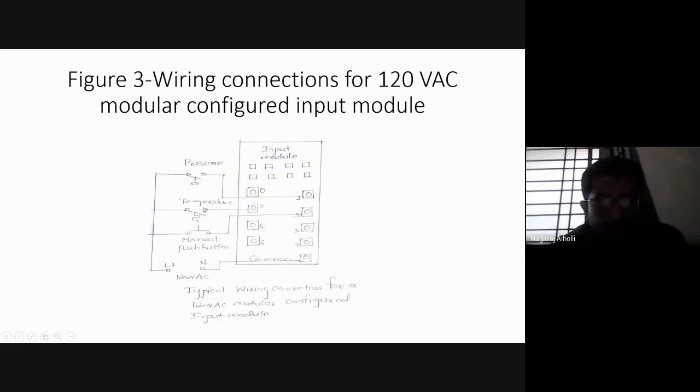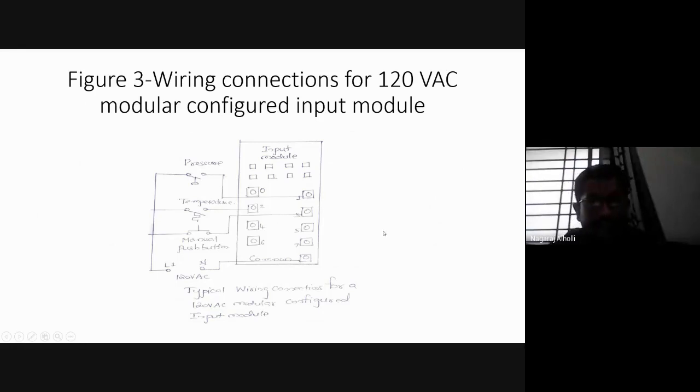As you can see in this figure, this is the input module. PLCs require an input module and an output module to be connected. It is not like a computer where the monitor and keyboard are all fixed. But for PLCs, they are not fixed. They are connected from an external input module or output module.